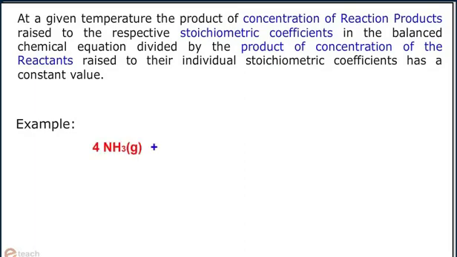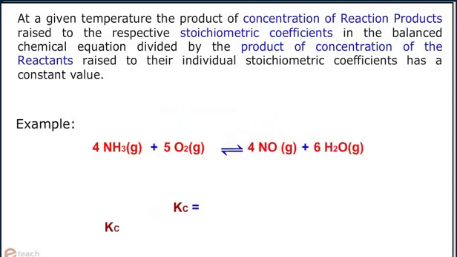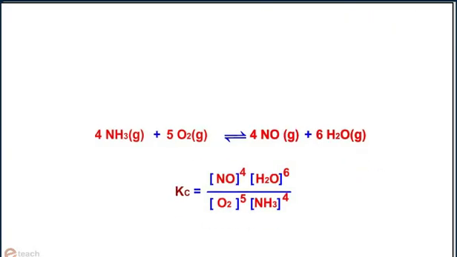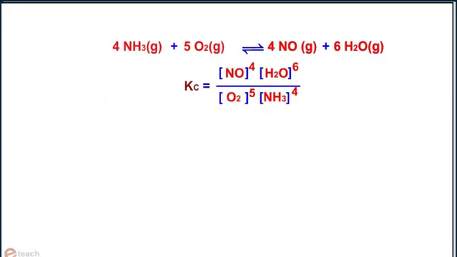For example, the reaction 4NH3 plus 5O2 reversible 4NO plus 6H2O. The Kc for this reaction is given by Kc equals concentration of NO raised to the power 4 multiplied by concentration of H2O raised to the power 6 upon concentration of O2 raised to the power 5 multiplied by concentration of NH3 raised to the power 4.